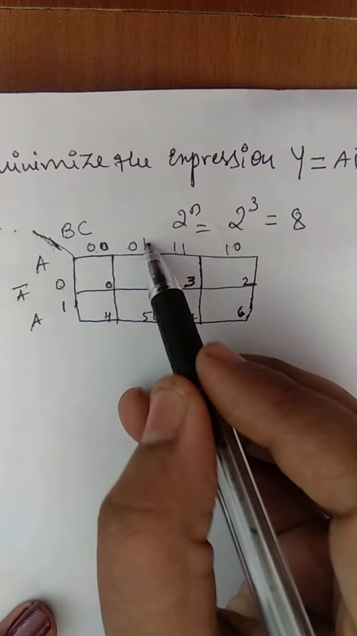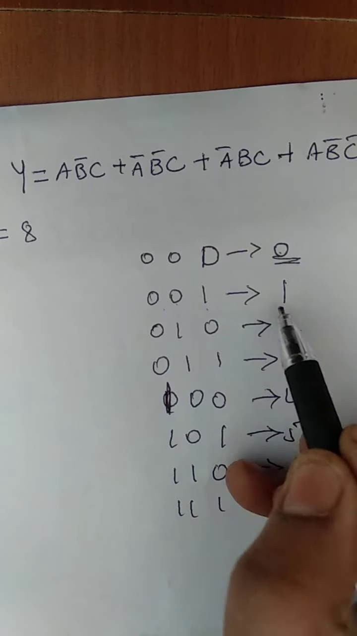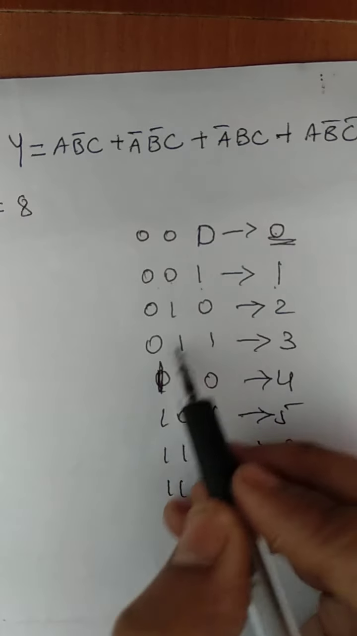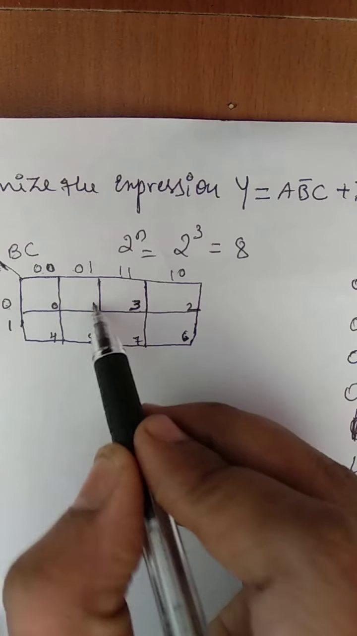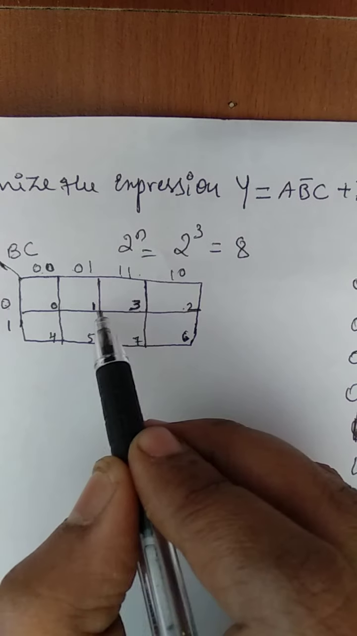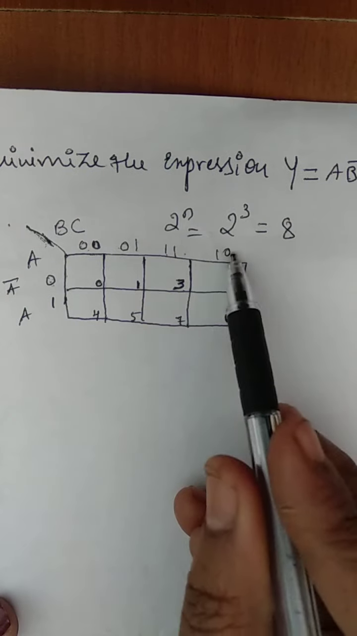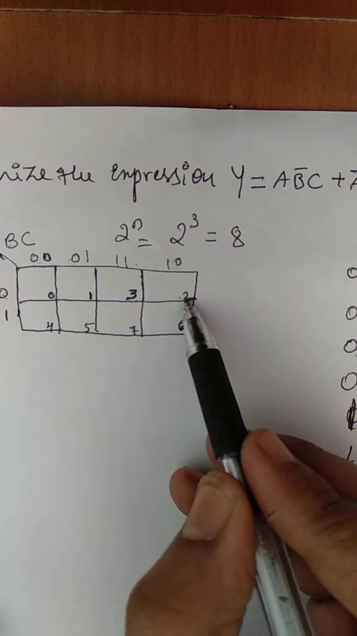So 0, 0, 0, it is 0. So next is 0, 0, 1. So the cell value of this is 1. Next 0, 1, 1. So 0, 1, 1 is 3. So you have to write 3 over here. You can't write 0, 1, 2, 3; you have to see the variables. Next is 0, 1, 0. So 0, 1, 0 is nothing but 2. Then you have to write 2 over here.